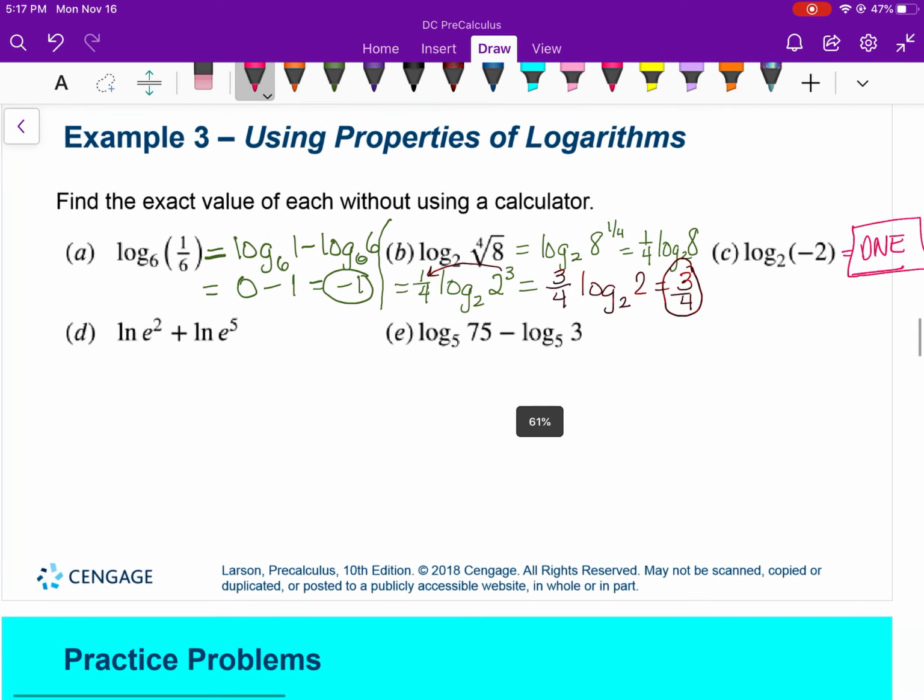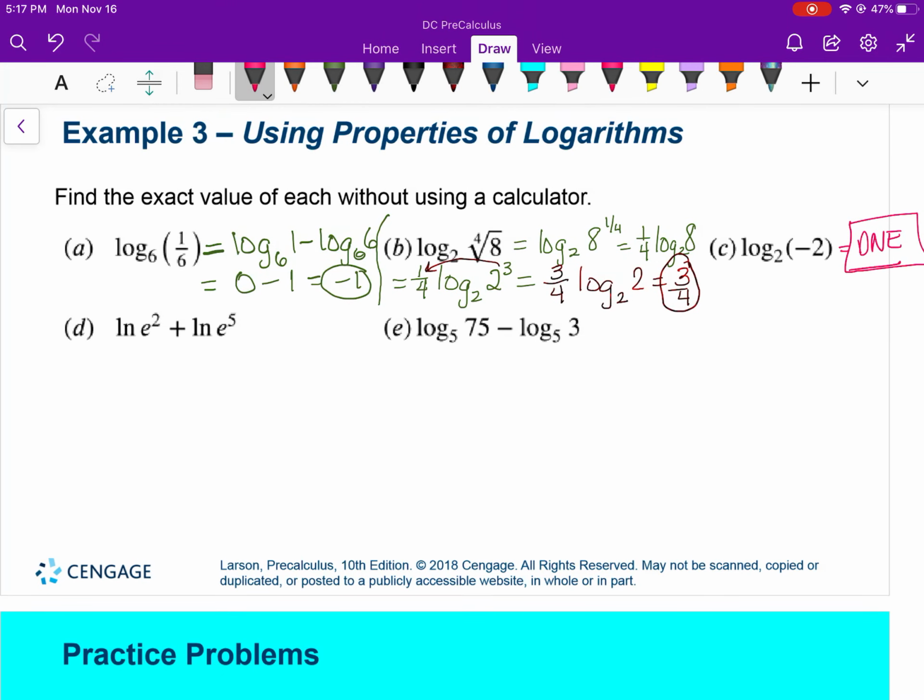Okay, so just a recap before I do the last two. On A, I took the quotient and split it into subtraction. There are 2 properties I used. Log base B of 1 is 0, and that was a property from lesson 4.2, and log base B of B is 1. So those are the 2 properties I used on A.